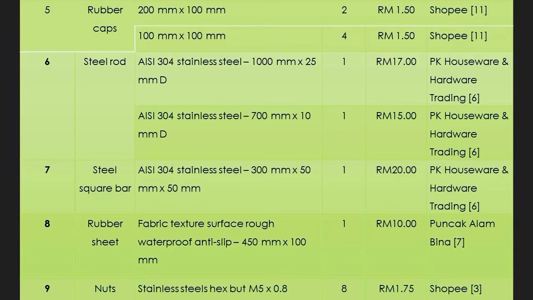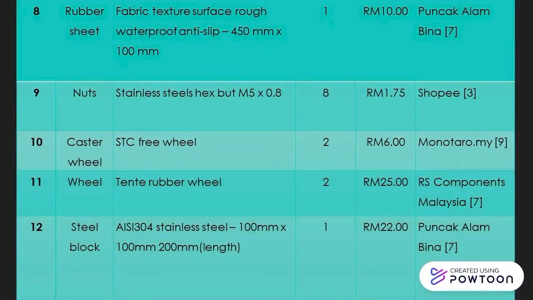Part number 9, nuts. We use stainless steel hex nut M5 times 0.8 with 8 in quantity, each costing 1 ringgit and 75 cents. Part number 10, caster wheel. We use STC free wheel, 2 in quantity and each costing 6 ringgit. For part number 11, wheel. We use Tentra rubber wheel, 2 in quantity and each costing 25 ringgit.